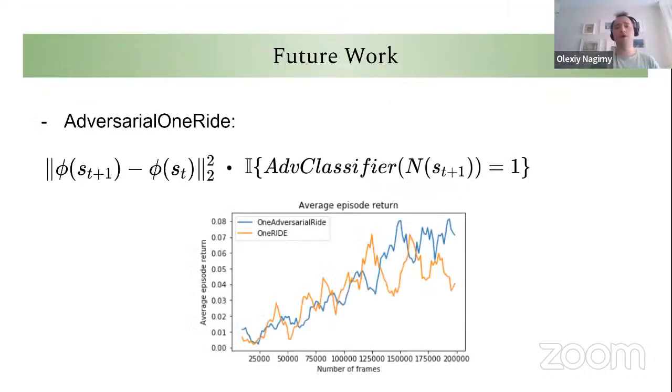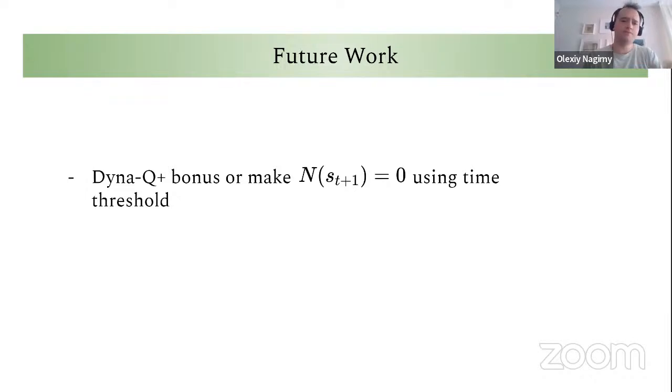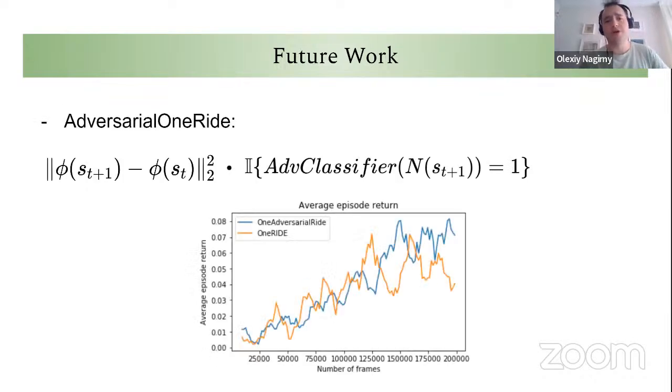For some future work, I posted here two main points. The first one is that we also tried an adversarial one, where we are trying to build another adversarial classifier that tries to predict whether the state the agent will go to after its action was already visited.